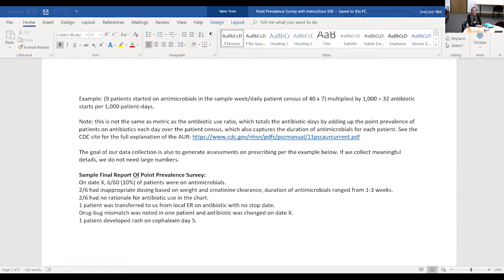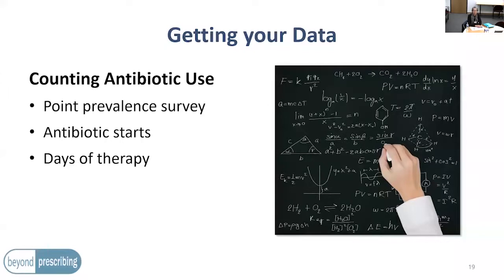Maybe we need to work with the local ED, have a call made when they get transferred to try and catch whoever did the prescription to see how long it should be. And then the drug-bug mismatch, that is a timeout that was performed. And then we also picked up an adverse event. So that's a wealth of information. So antibiotic starts can be one numerator. Days of therapy is a little bit more ambitious.